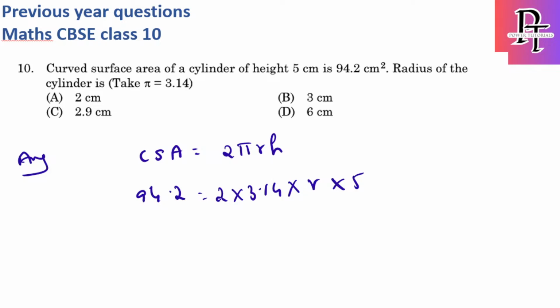Okay, so let's multiply. 5 twos are 10. 10 into 3.14 will become 31.4 into R. So if we multiply by 3, this becomes 94.2. So R is equal to 94.2 by 31.4, which is 3 centimeters.